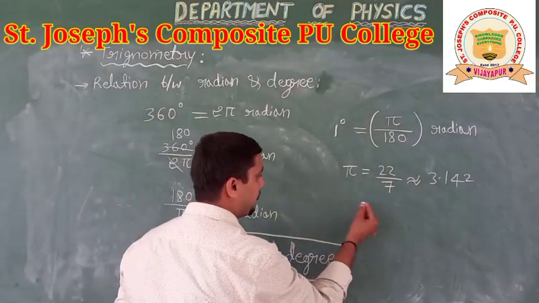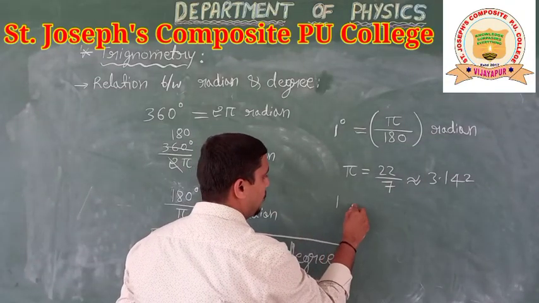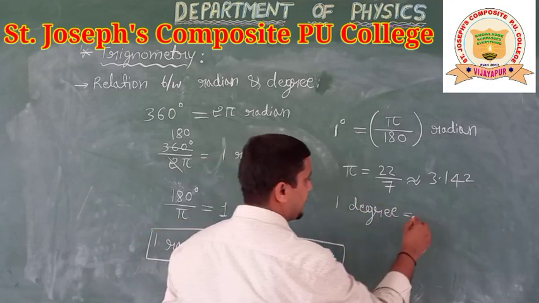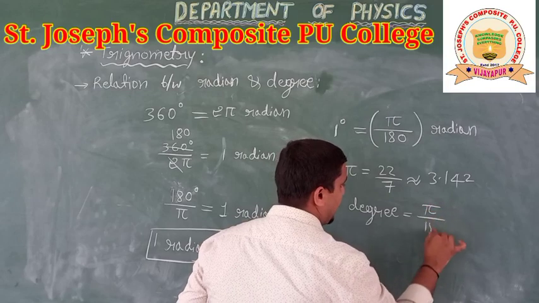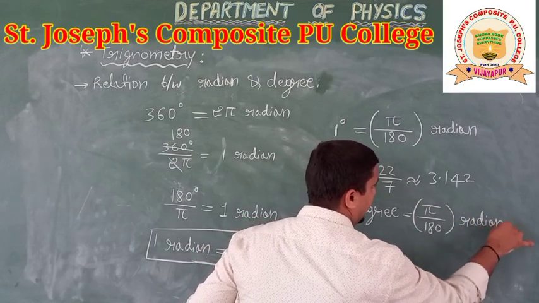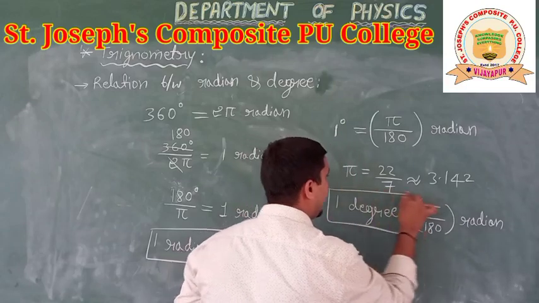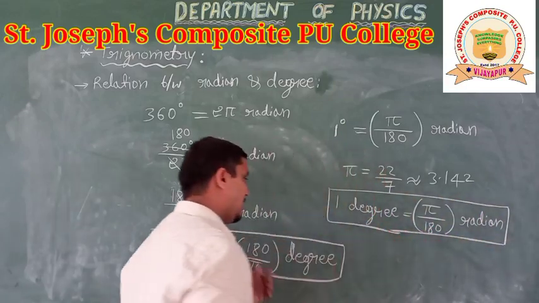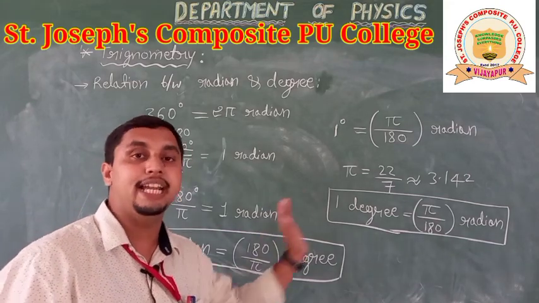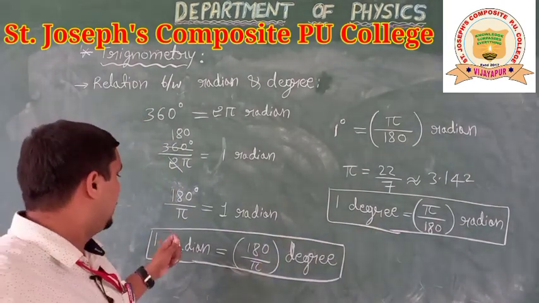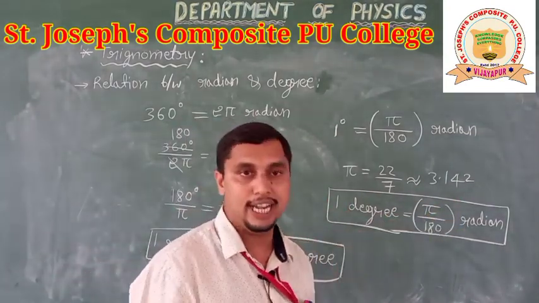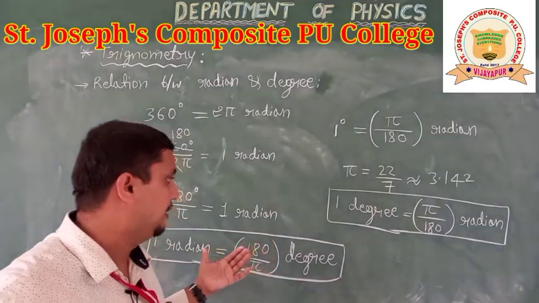So, finally, I will write another one: 1 degree is equal to pi divided by 180 radian. So, these are the two important conversion relations, for converting from radian to degree and degree to radian. Let us see an example.